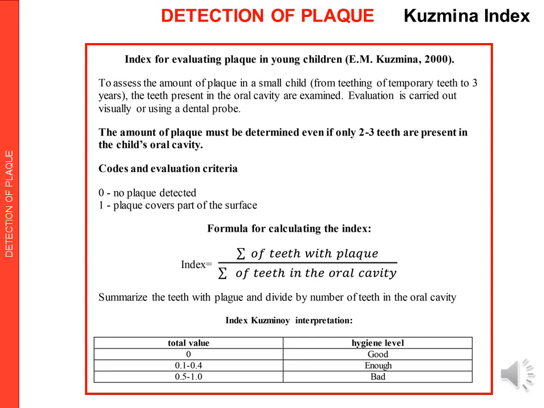Enough oral hygiene and bad. If you have 0.1 to 0.4, it's enough oral hygiene, and 0.5 to 1, it's bad oral hygiene. It's the Kuzmina index for a small child with a temporary bite.